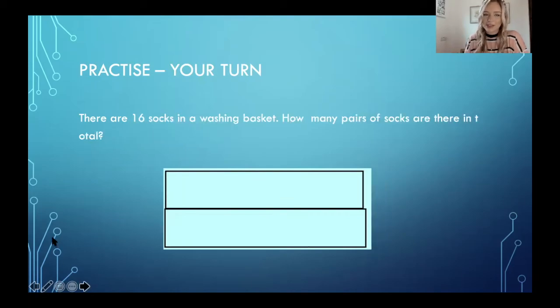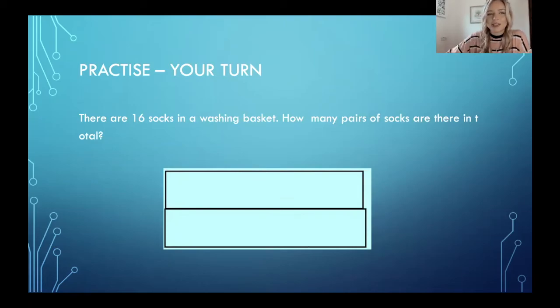Have another practice for me. There are 16 socks in a washing basket. How many pairs of socks are there in total? Now we know that a pair means 2, so you're splitting 16 into 2 groups. Have a go at doing this for me now.